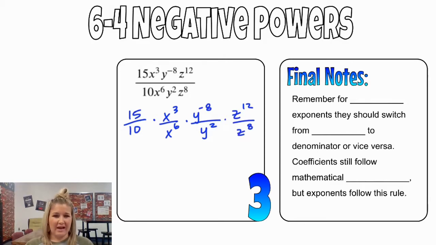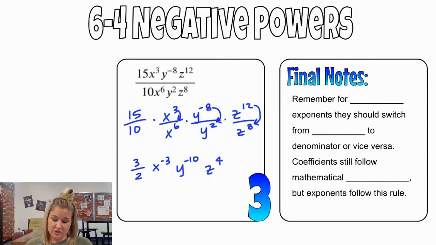So remember, I'm going to divide. 15 doesn't divide evenly into 10, but I can reduce it. Remember that dividing is the same thing as a fraction. So I can reduce that to 3 over 2. And then I have x to the negative 3. Remember, I'm going to subtract the two exponents. So I'm going to subtract 3 minus 6, top minus bottom. Then I have y. I'm going to do negative 8 minus 2, which is going to be a negative 10. And then I have 12 minus 8, which is z to the positive 4th, because I have a bigger number in that numerator there.